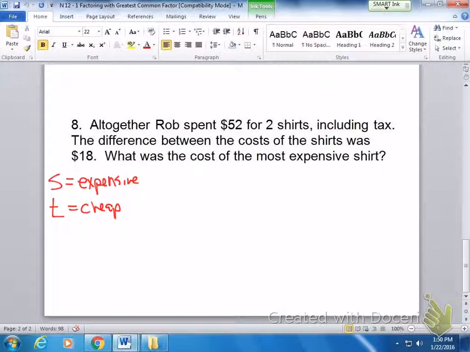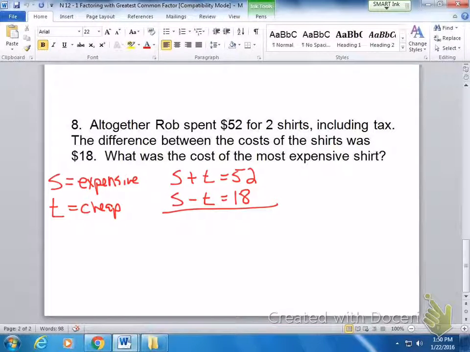Now it tells us that if I add them together, I spend $52. So S plus T equals 52. It also tells me that the difference is 18. So if I take the expensive shirt and subtract the price of the cheap shirt, I get $18.